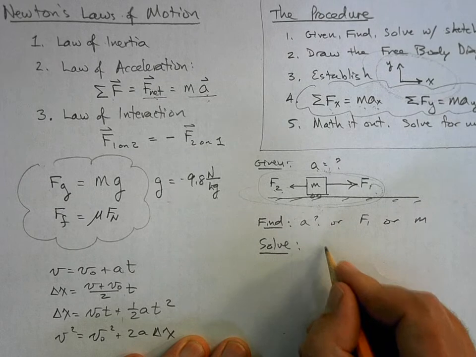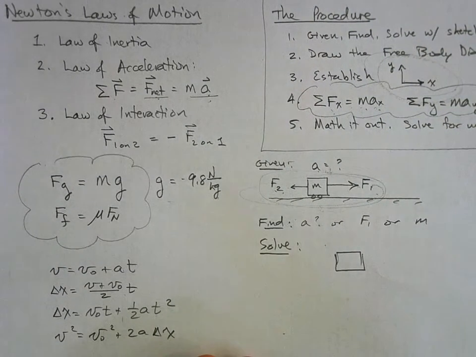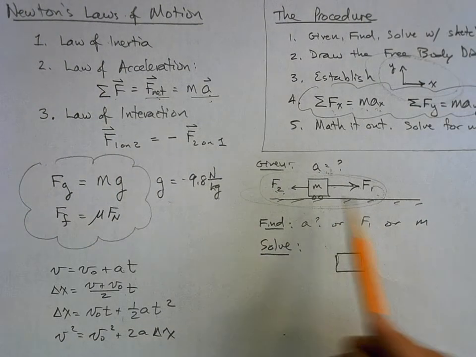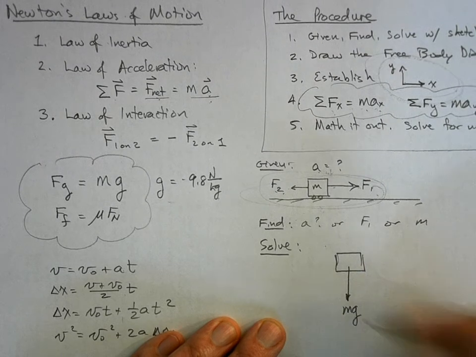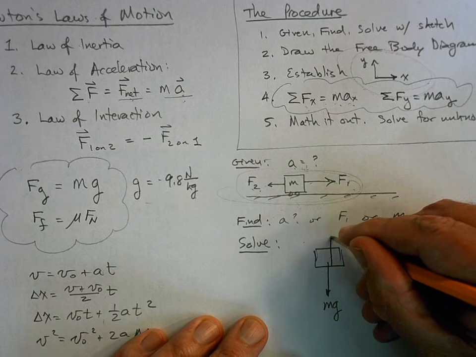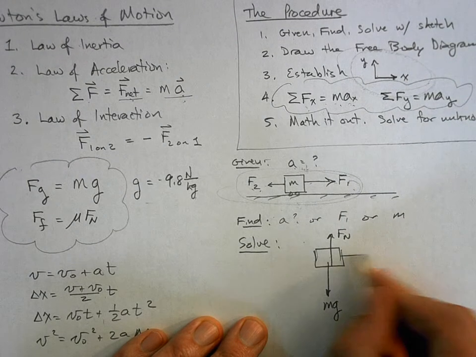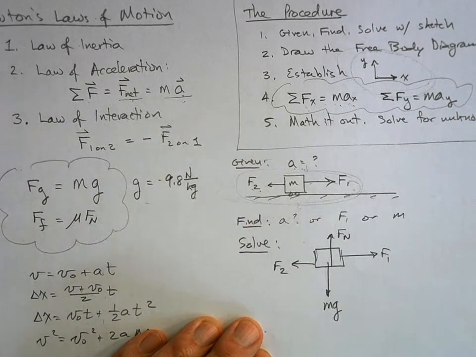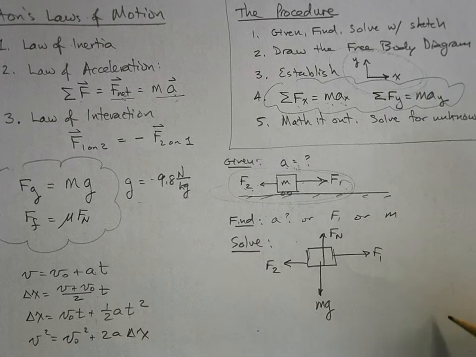Draw the free body diagram. Draw the free body diagram separately from the sketch. Here you just kind of show the situation, but here we've got to show all the forces, right? We've got m times g, that's the force of gravity. We've got the normal force like this. We've got F1. We've got F2. And these are all the forces acting on the object. Even if you screw the problem up, if you do this right, you're going to get credit when I grade the test.